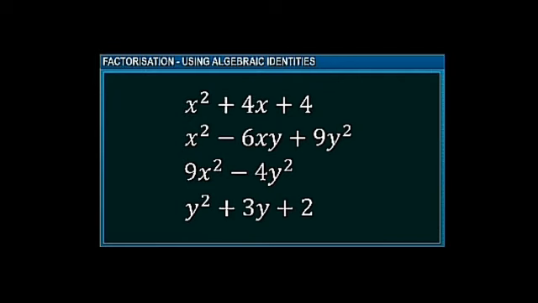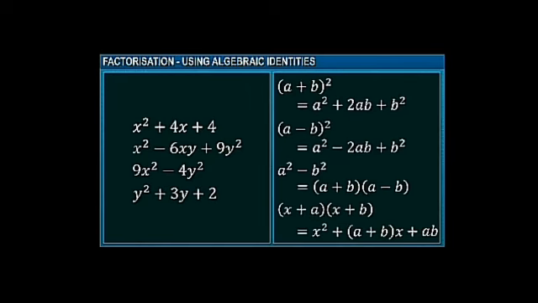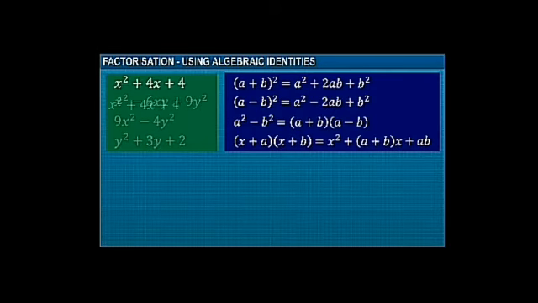Hello children. Now let us discuss factorization of algebraic expressions using the identities. We shall discuss the first two identities in this video and the next one in the coming videos. Let us recall the identities which we have learned earlier. a plus b whole square is equal to a square plus 2ab plus b square, and a minus b whole square is equal to a square minus 2ab plus b square. In this video we shall discuss factorization using those two identities.